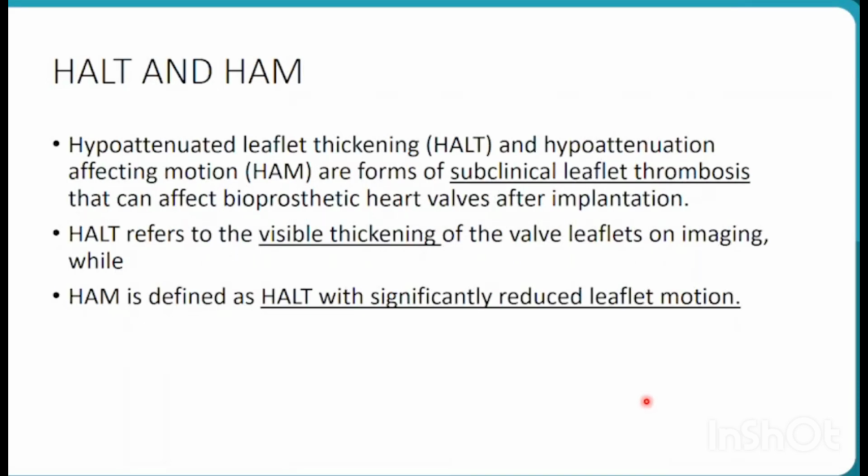Coming to the last topic, for the bioprosthetic valves, what is HALT and what is HAM? It is hypoattenuated leaflet thickening and hypoattenuation affecting motion. So they are forms of subclinical leaflet thrombosis. They are only seen with the bioprosthetic heart valves, more commonly seen nowadays after TAVI, and it refers to the visible thickening on imaging, HALT, while HAM is HALT plus reduced leaflet motion.